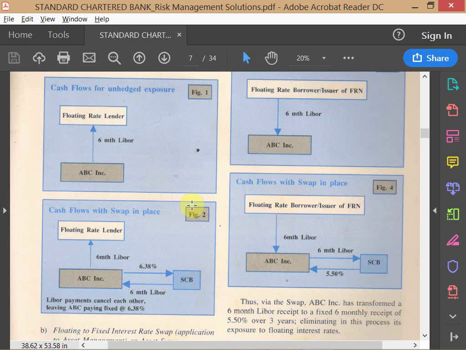What is this transaction you're doing? Is this a hedging transaction? What is this transaction?